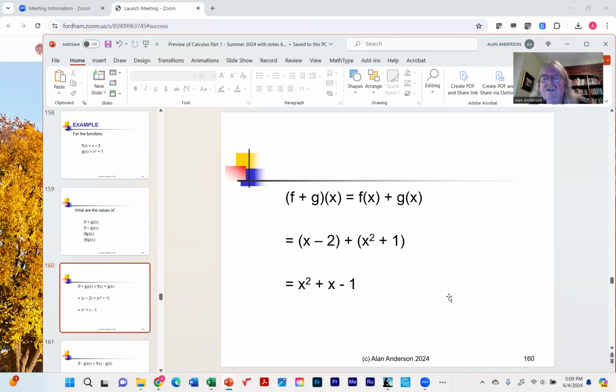All right, so the addition is very straightforward. You just drop the parentheses, combine the like terms, and you end up with x squared plus x minus 1. By the way, you'll probably remember that by convention, we always try to write the terms of an expression like this in descending order of the exponent. In other words, you wouldn't leave it like this.